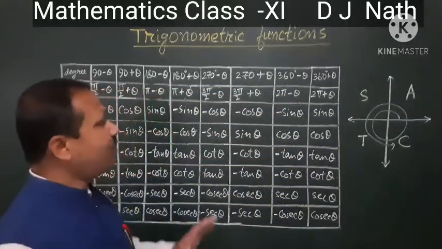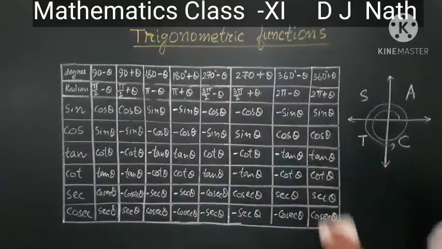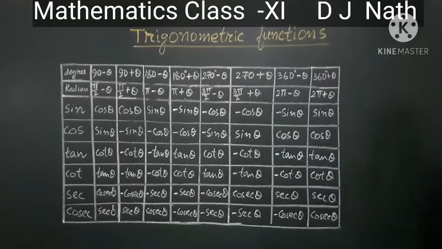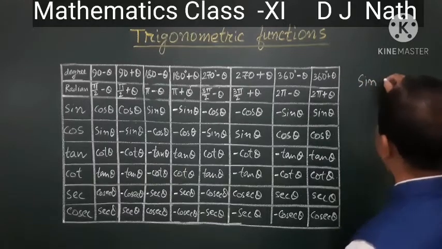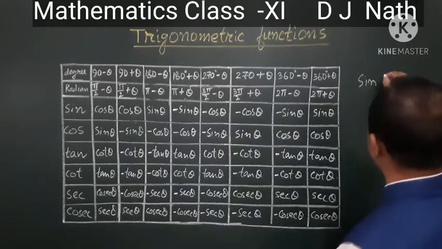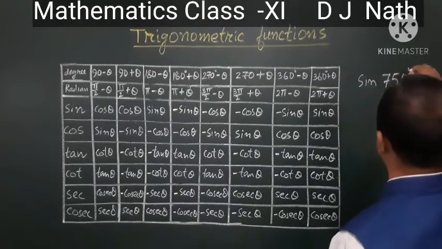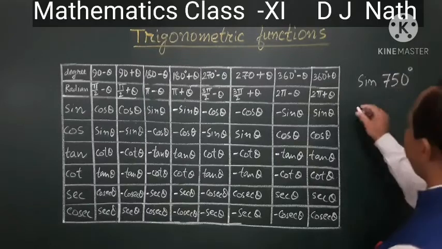Now why have I used this? What is the use of this? Say we want to find the value of sine of 750 degrees. What is the value of sine 750 degrees? How can we find it out? What will we do?